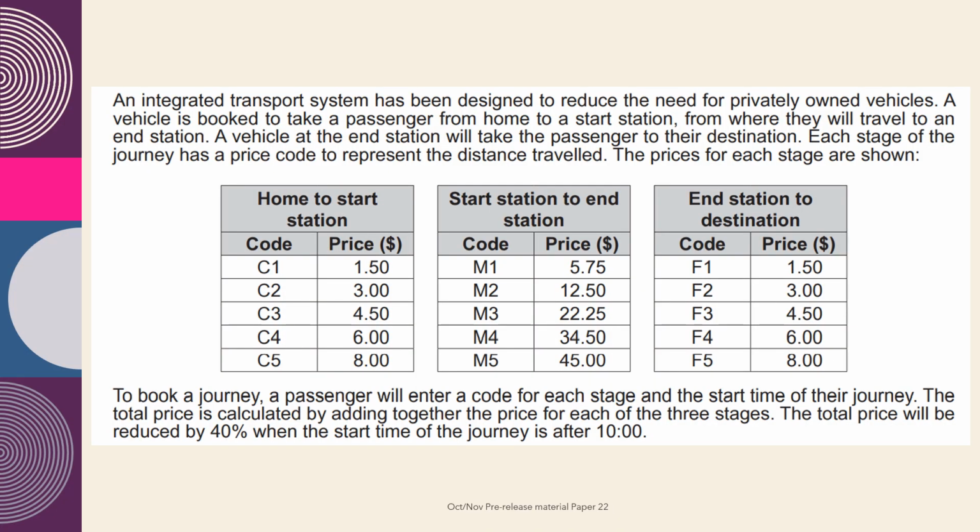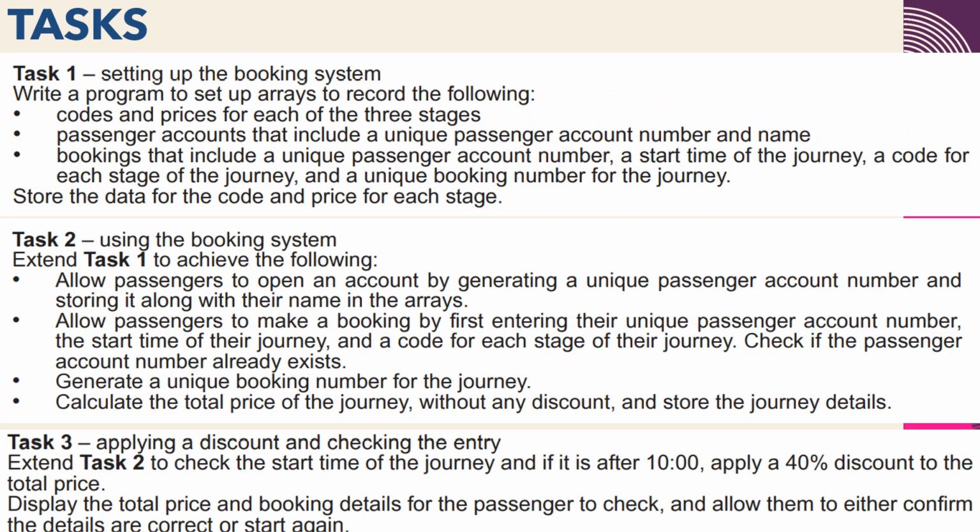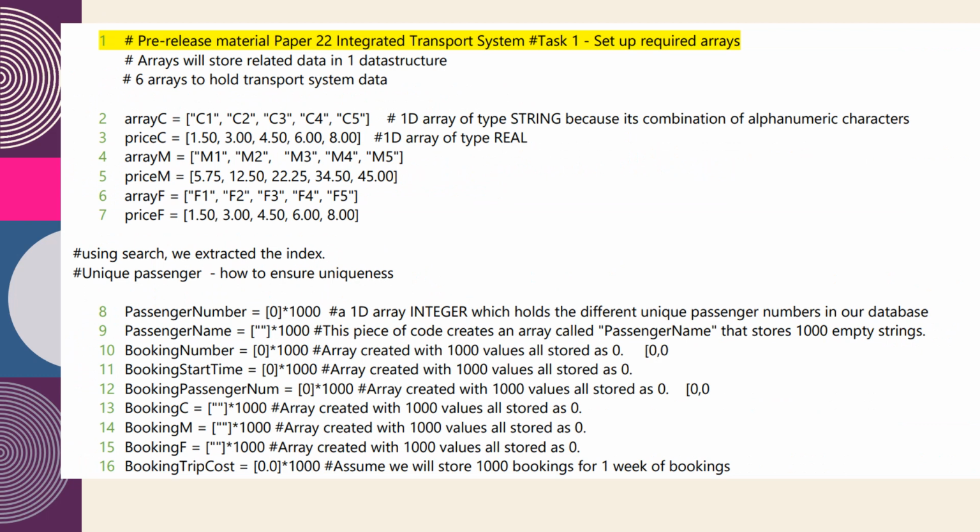Okay, so you know what the pre-release material is about. We have an integrated transport system, and these are the three tasks. Now, the first 16 lines of the pre-release material shown here, or the first 15 lines, these are task 1.